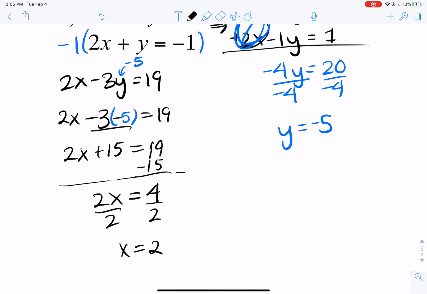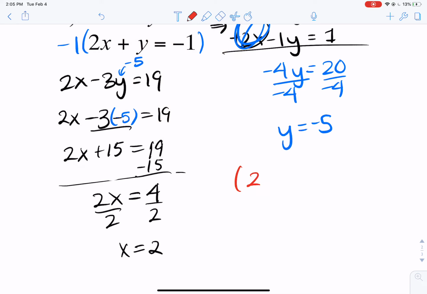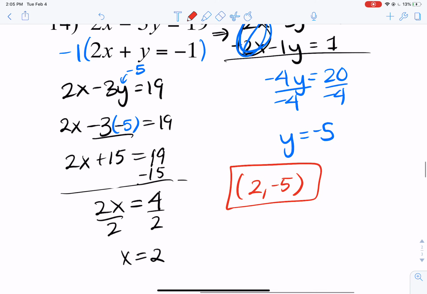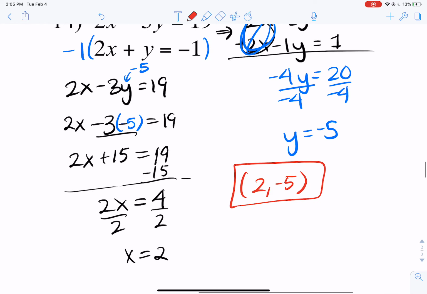Sorry about that. I went a little too fast for myself there. So 2 and negative 5. If I was in class, I would just use the excuse, I was just checking that you were paying attention. But obviously, I messed up there. But there, fixed it. So the value of x is 2. The value of y is negative 5.